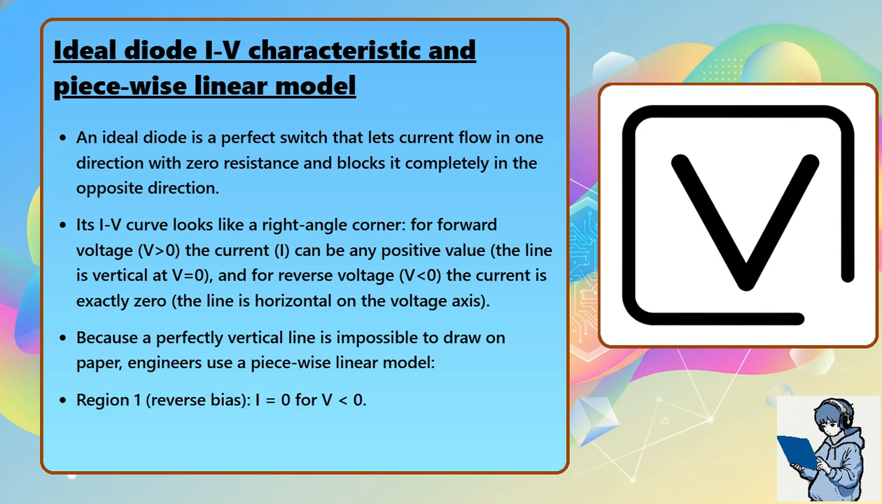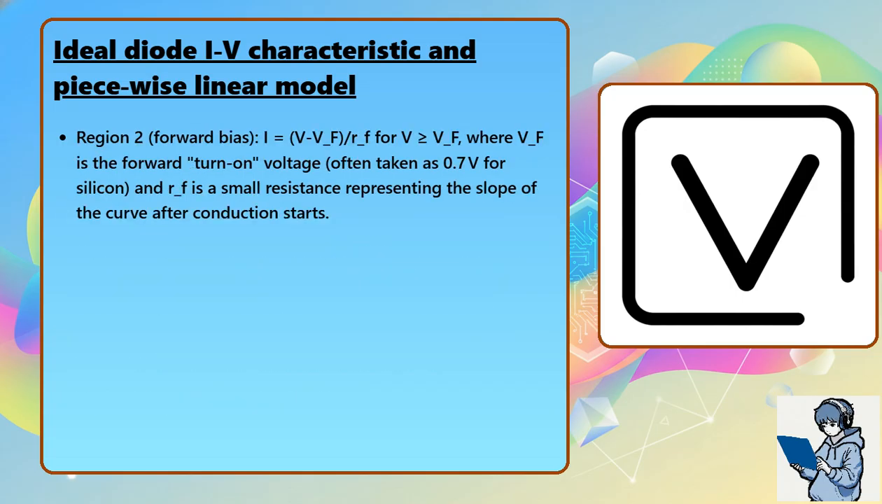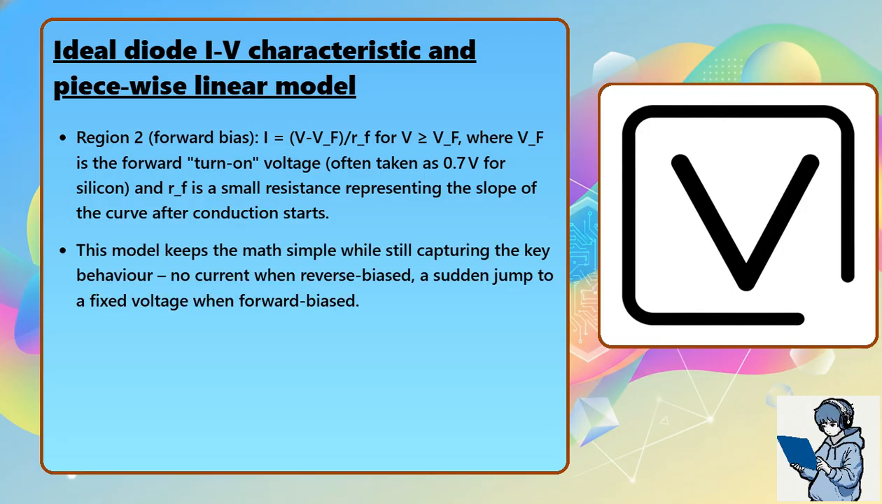Because a perfectly vertical line is impossible to draw on paper, engineers use a piecewise linear model. Region 1, reverse bias: I equals 0 for V less than 0. Region 2, forward bias: I equals (V minus Vf) divided by Rf for V greater than or equal to Vf, where Vf is the forward turn-on voltage, often taken as 0.7 V for silicon, and Rf is a small resistance representing the slope of the curve after conduction starts. This model keeps the math simple while still capturing the key behavior: no current when reverse biased, a sudden jump to a fixed voltage when forward biased.